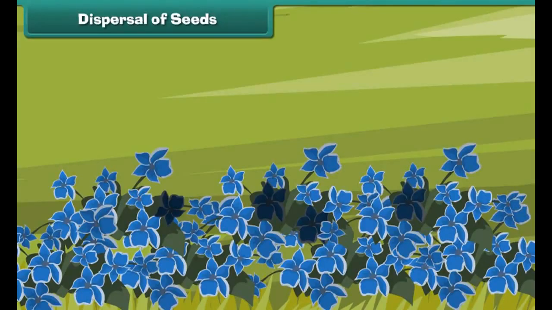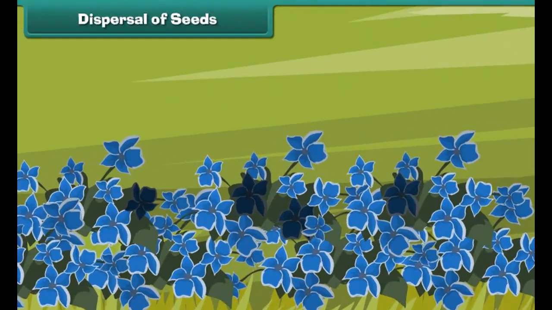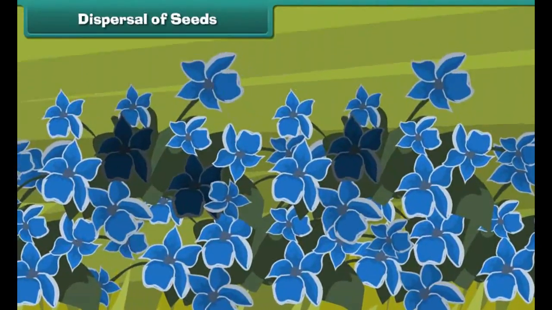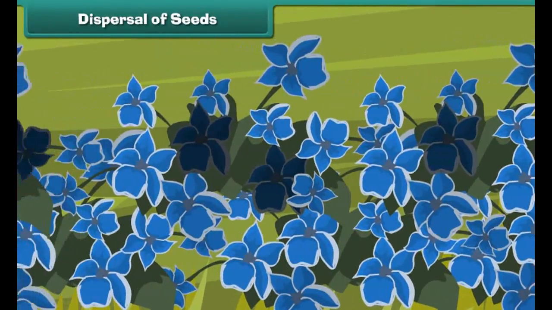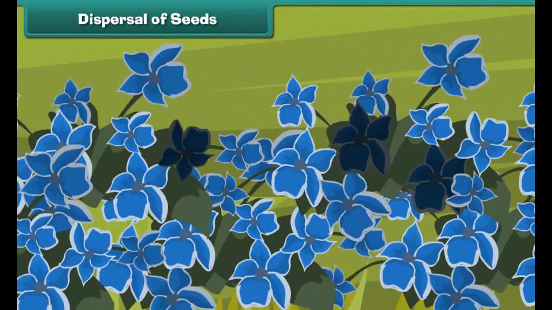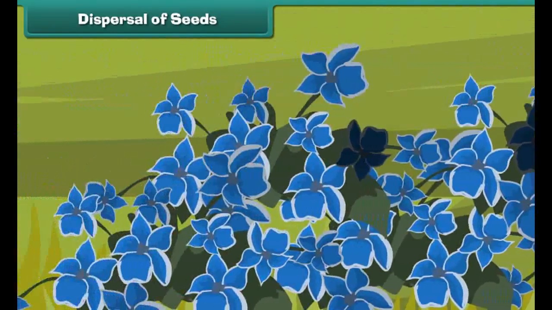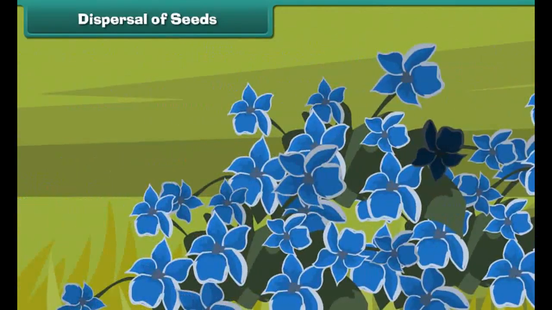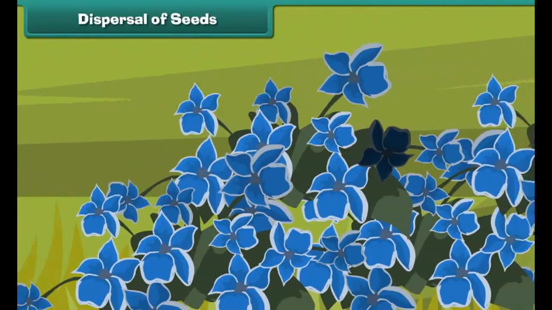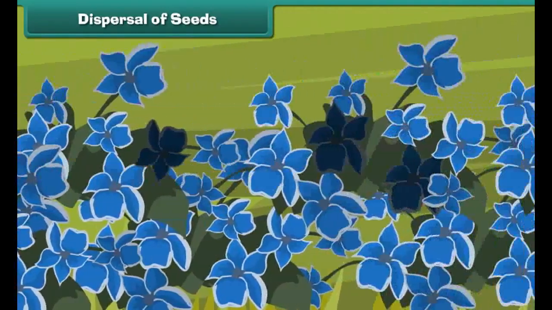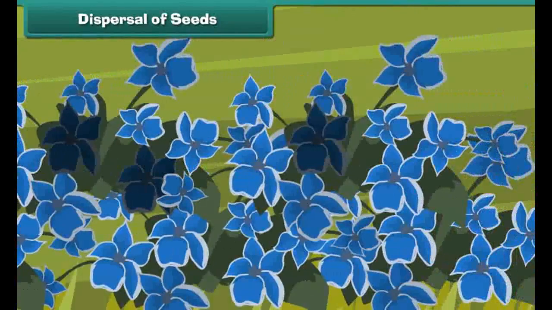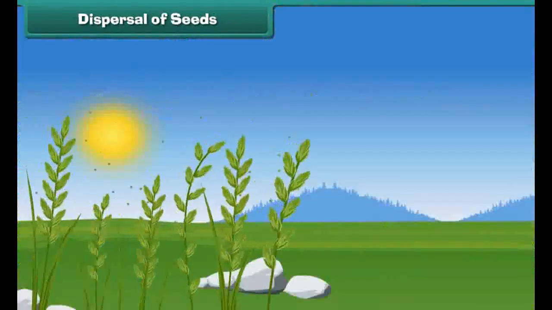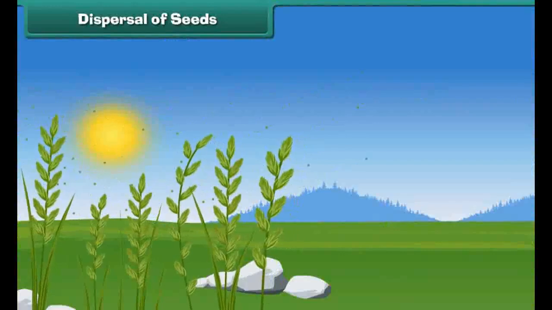Dispersal of seeds. What will be the condition of an area where all the seeds are grown near the parent plants? There will certainly be a shortage of space, water, minerals and sunlight. So all the plants will not grow properly. Most of them will naturally die. So, it is necessary that the seeds of plants should be scattered over large distances.